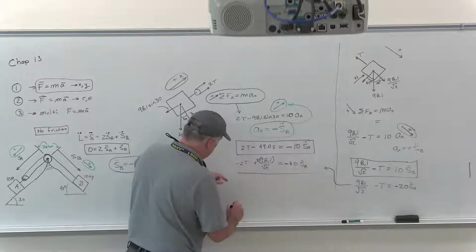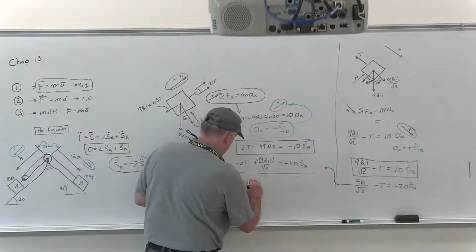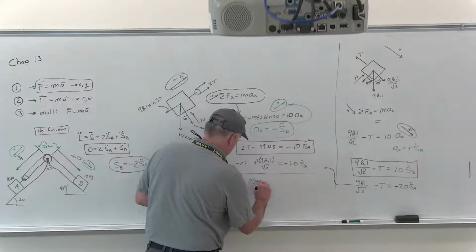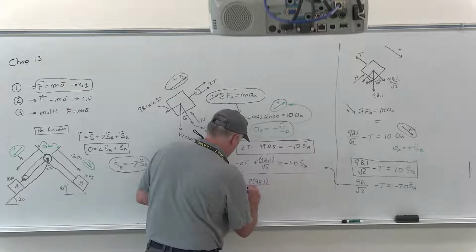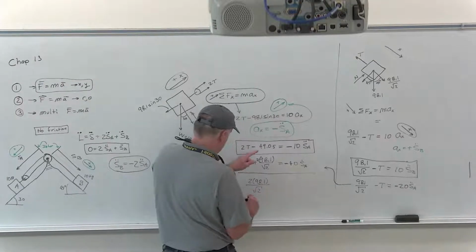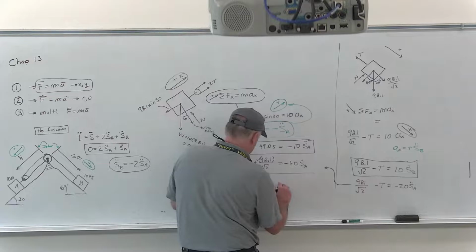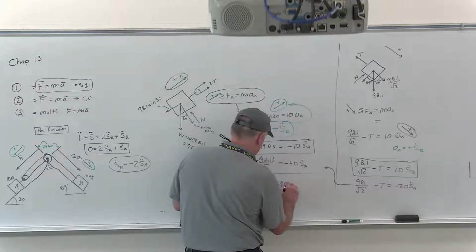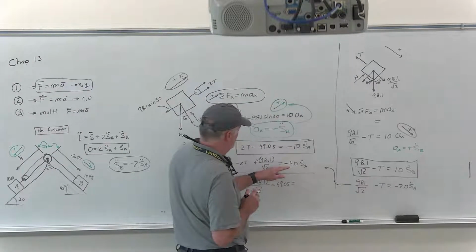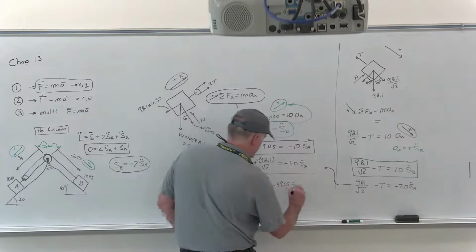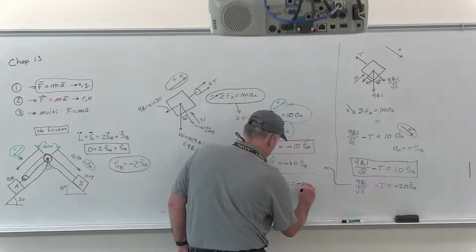This plus that gives you nothing. This one, 2 times 98.1 over square root of 2 minus 49.05 equals, okay, 40, that's 50, and that's 50 SA double dot.